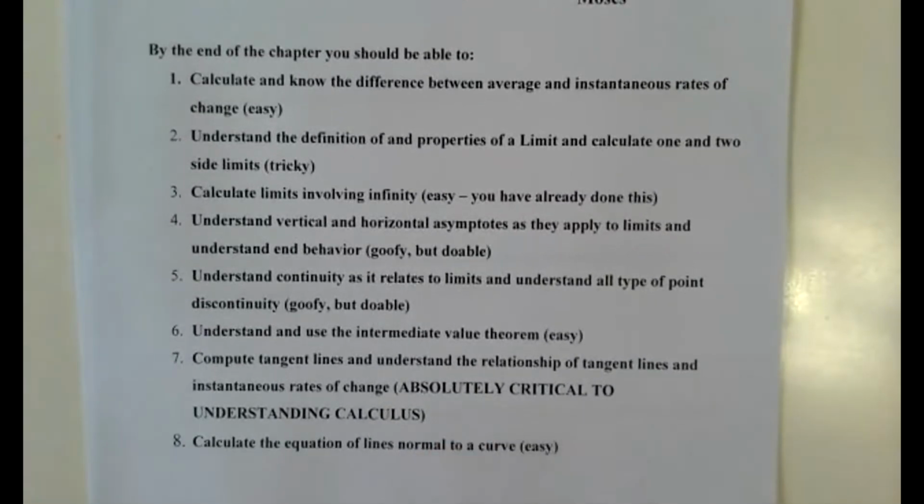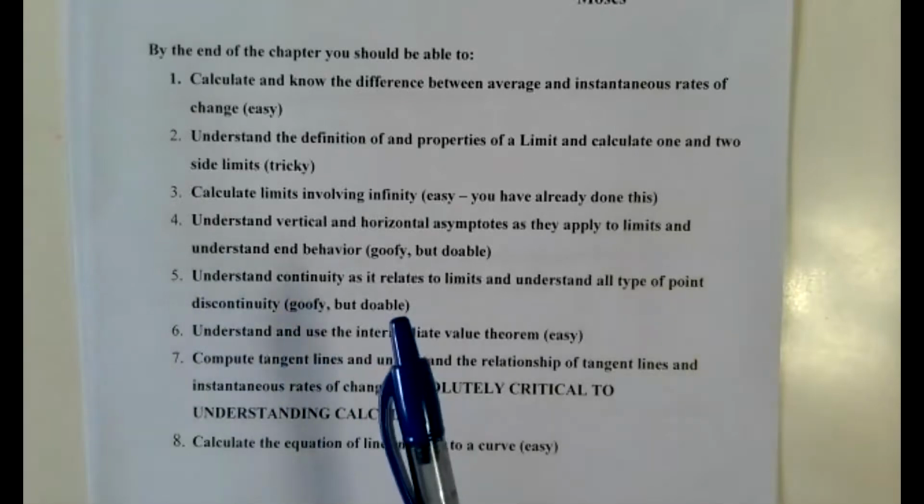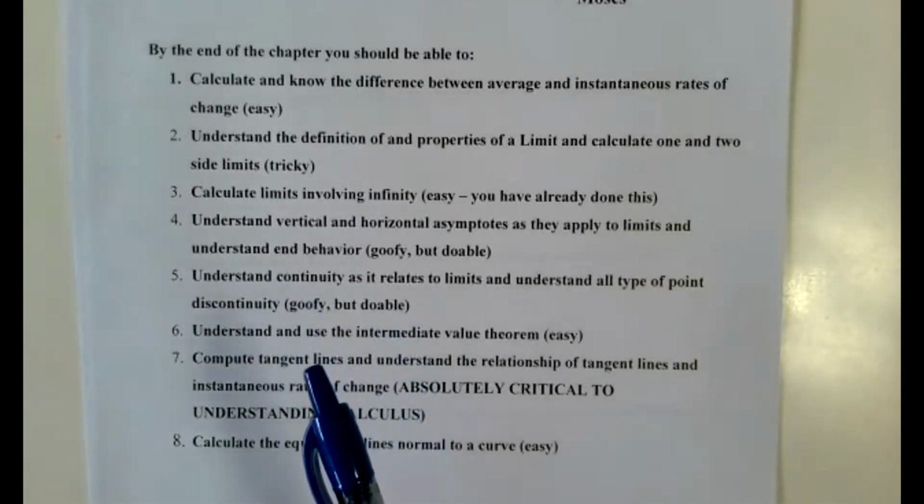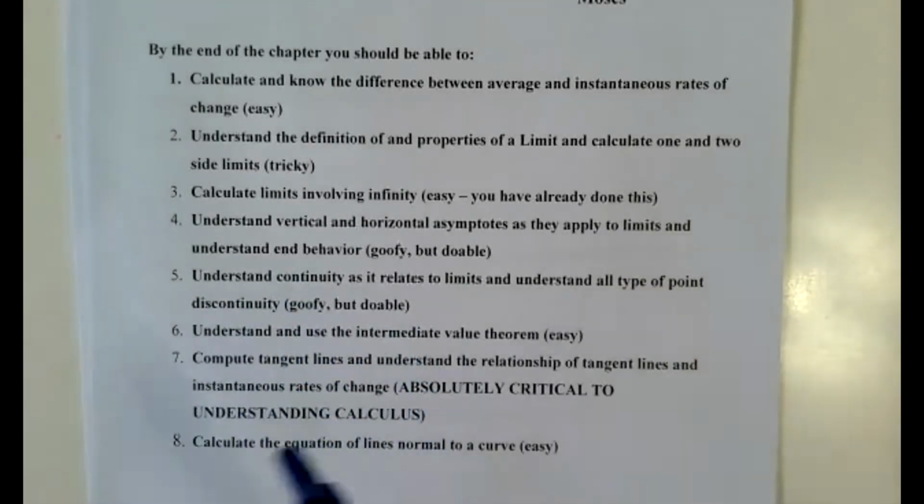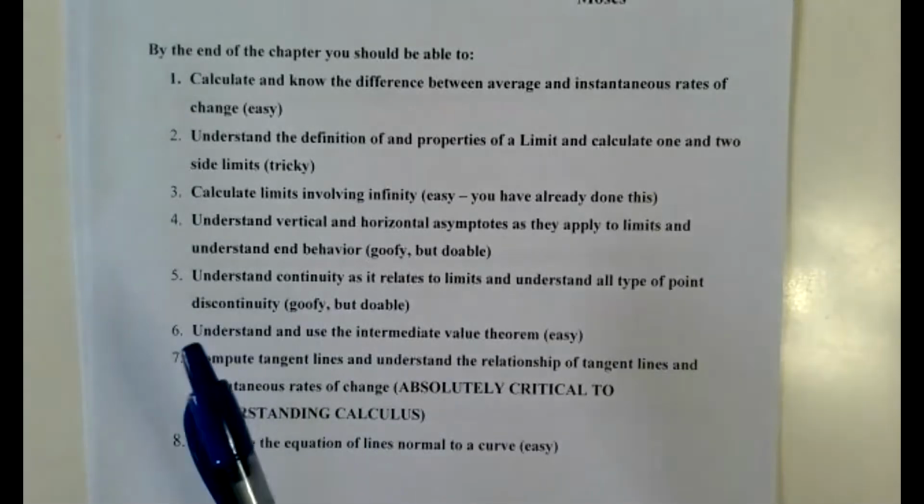So here's what we're going to do this chapter. We're going to calculate and know the difference between average and instantaneous rates. I don't find that very challenging. We're going to understand the definitions and properties of limits. This is somewhat tricky. There's just a lot of ticky-tack stuff to remember.